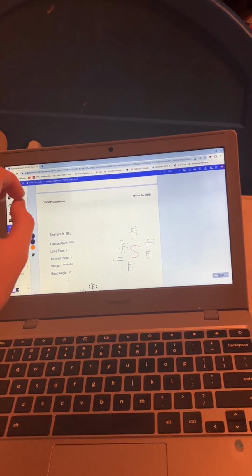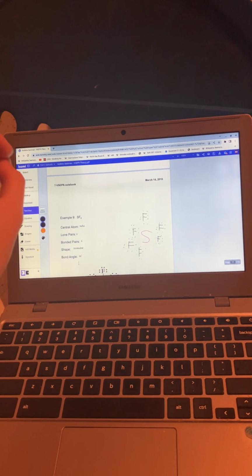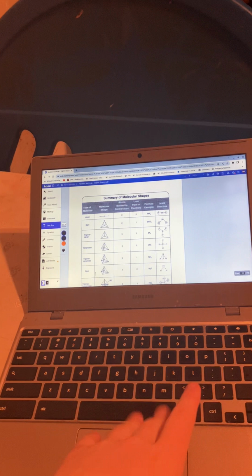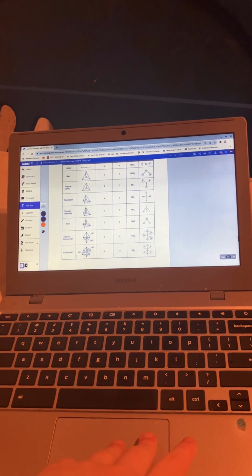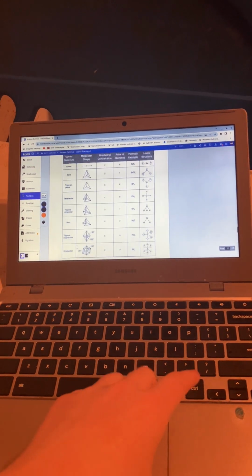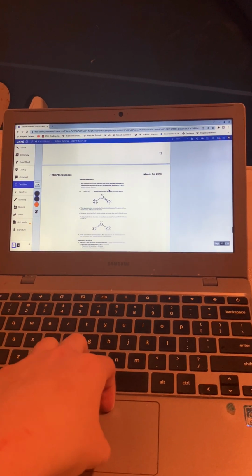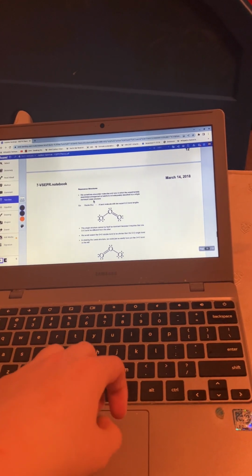The 0 lone pair has 6 bonded pairs, and it's called octahedral. So this is, again, a little bit of a view, but it doesn't show the bond angles. And the bond angle for an octahedral is 90 degrees. So then we have some other stuff that we talk about.